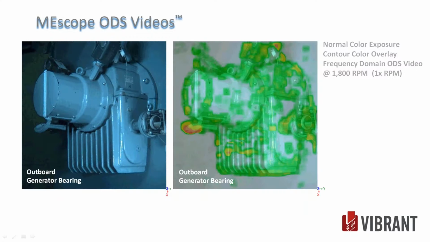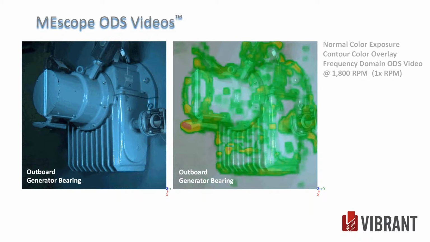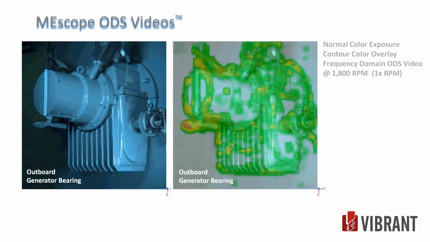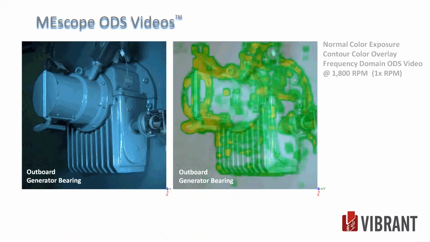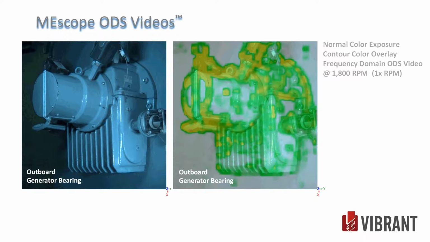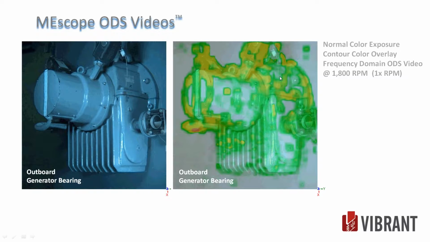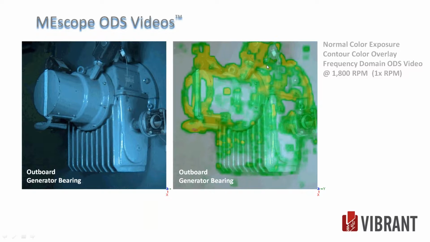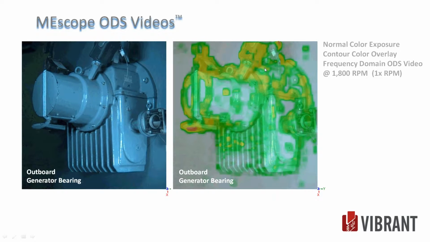This is the generator outboard bearing in the normal view and then the color contour view. And you can see a little vertical bouncing. This vibration was acceptable. We just had to check everything. The amplitude was about 0.15 inches per second, as measured right here vertically on the bearing housing.